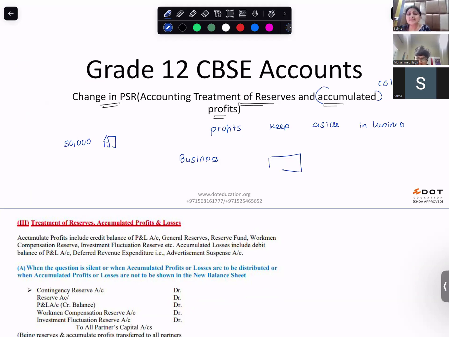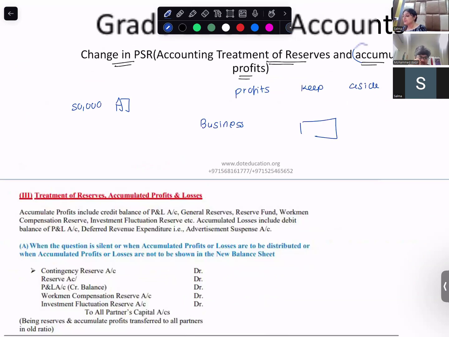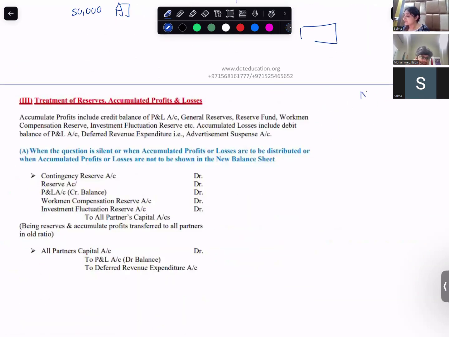Can you tell me what is the balance of profits? Do you know the rule of nominal account? What is the rule of nominal account? Debit all expenses and losses and credit all income and gains.